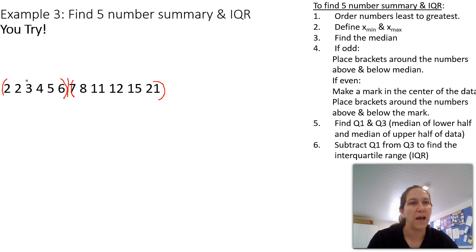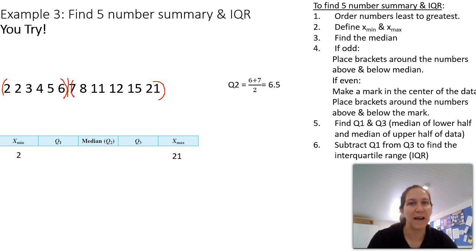Okay, good. And my median would then be, let's go X-min. It is 2. My maximum number, 21. My median, the average of 6 and 7, right there. Okay, so it's 6.5. Lower quartile, just right there. The average between 3 and 4 is 3.5.